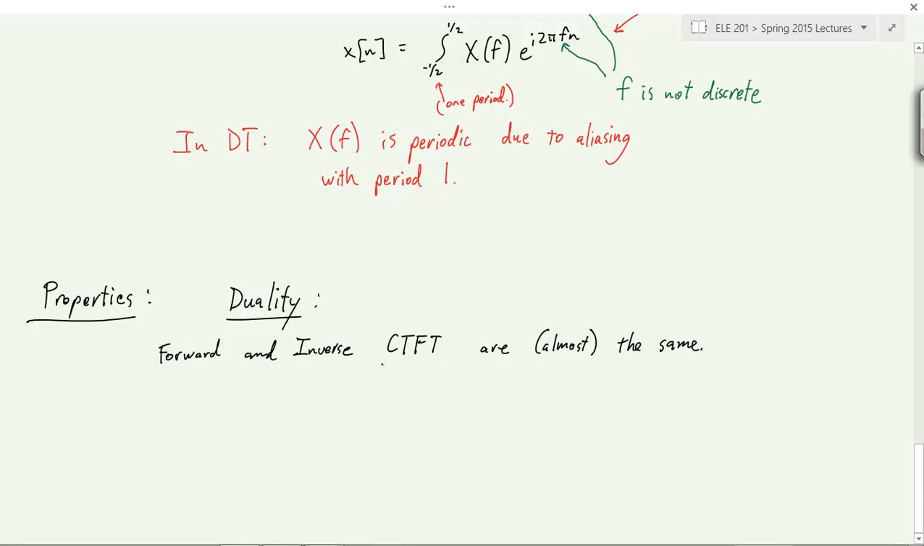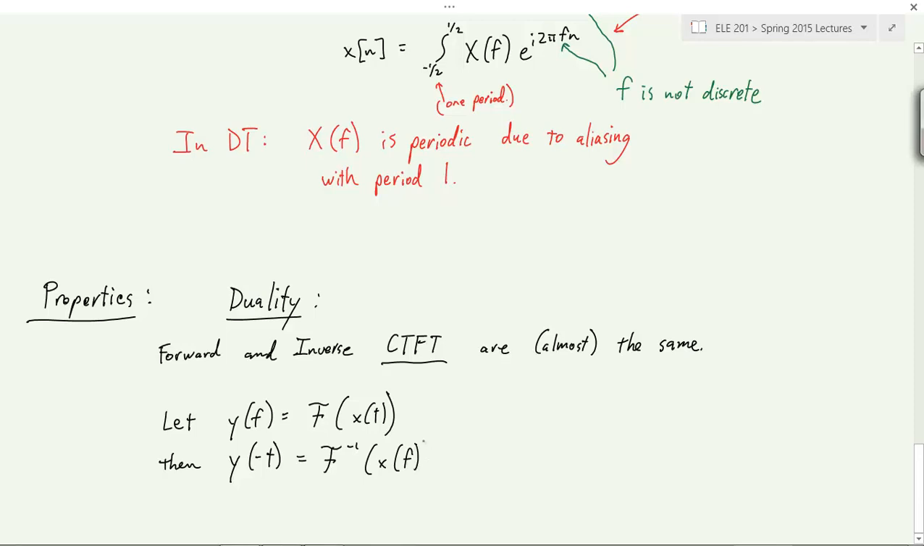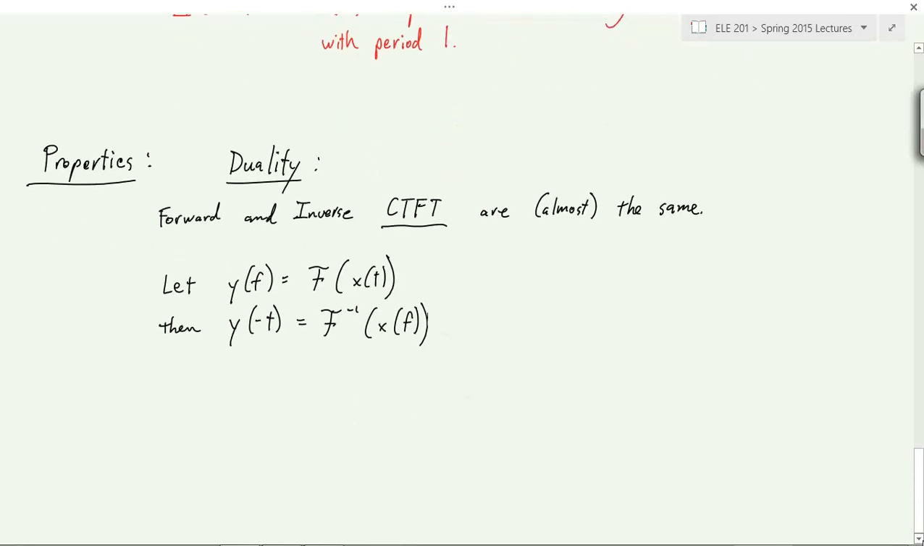All right. Now this is specifically the continuous time Fourier transform. The discrete time one has a sum and an integral, so that makes it a little bit different. But the continuous time one, they're both pretty much the same. That means that if you let y of f be the Fourier transform of x of t, then y of negative t is the inverse Fourier transform of x of f.